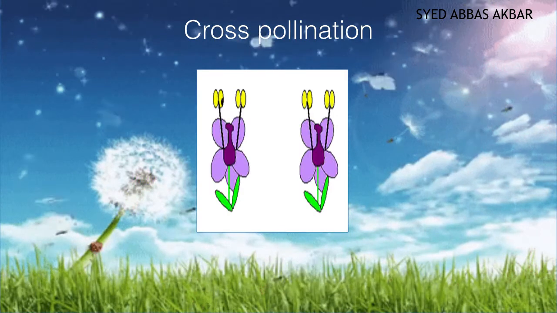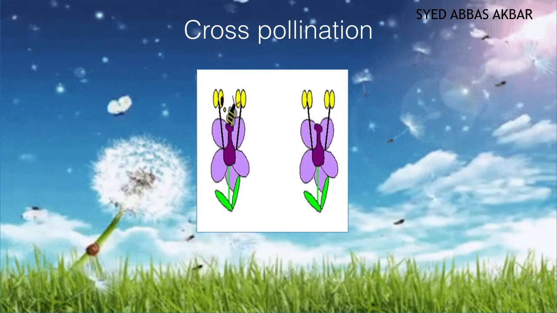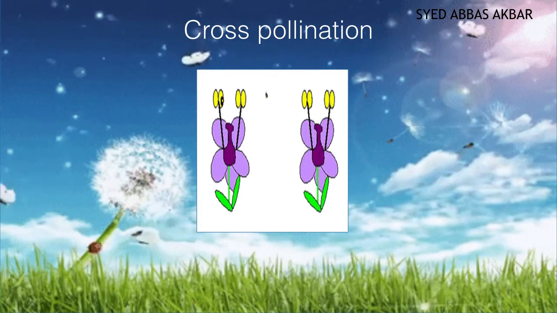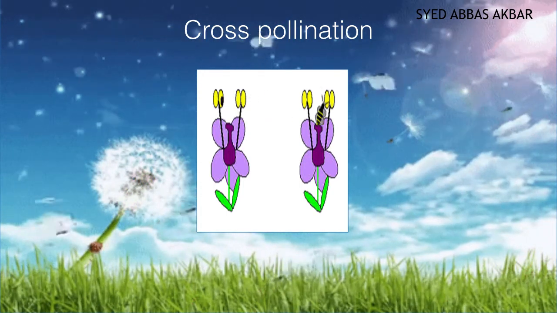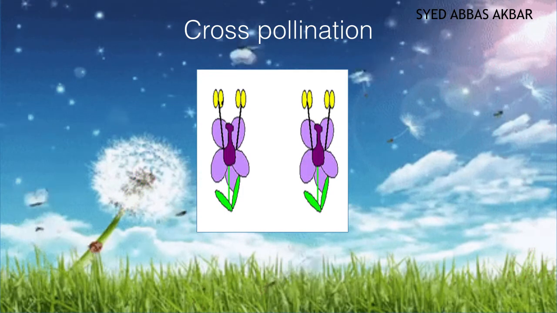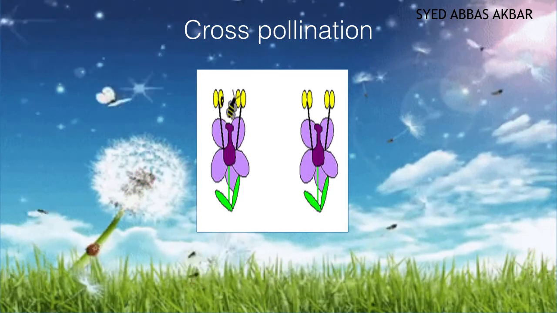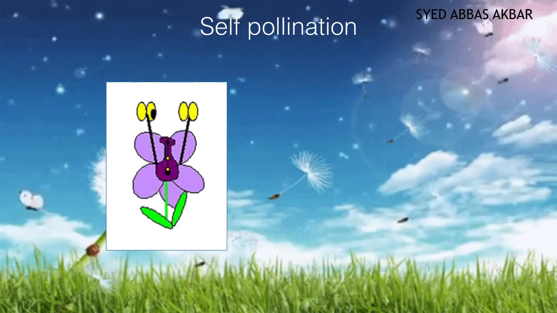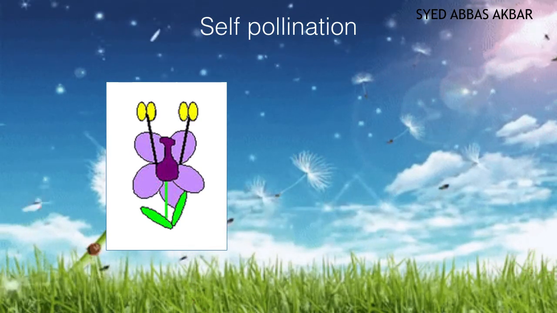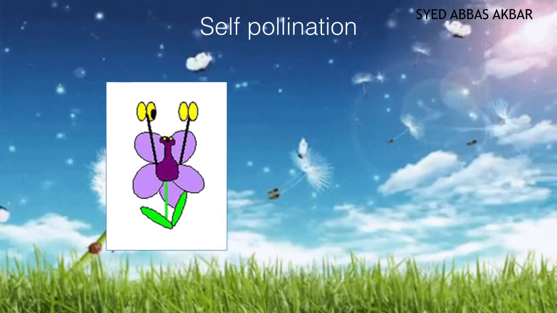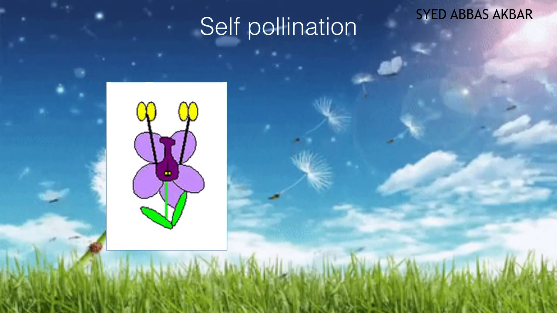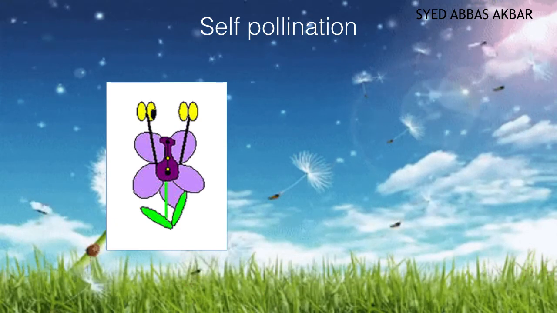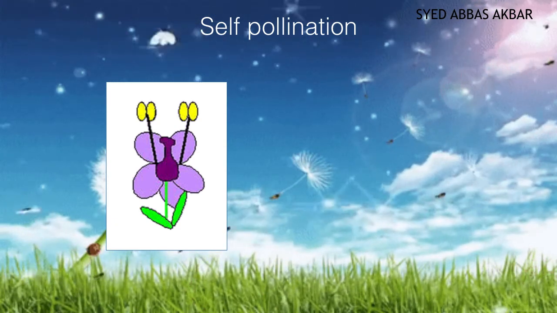Cross-pollination: when the pollen grains from the anther of one flower are transferred to the stigma of another flower present on a different plant of the same kind, it is called cross-pollination. This usually occurs in flowering plants. Self-pollination: when the pollen grains from the anther of one flower fall on the stigma of the same flower or another flower on the same plant, this is called self-pollination. Pea plant is an example of self-pollination.